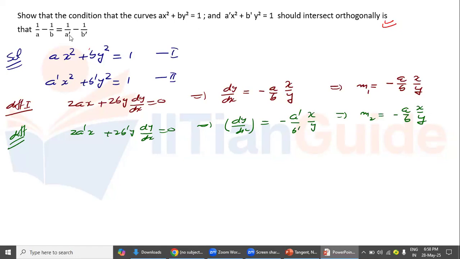Now we need to prove the condition, that is 1 by a minus 1 by b is equal to 1 by a dash minus 1 by b dash. Just wait. I can tell you a number of methods also.